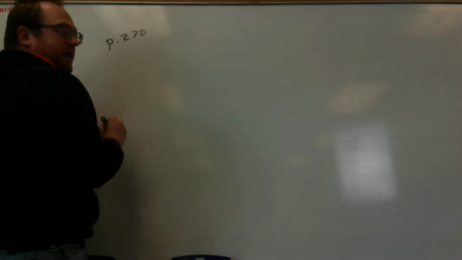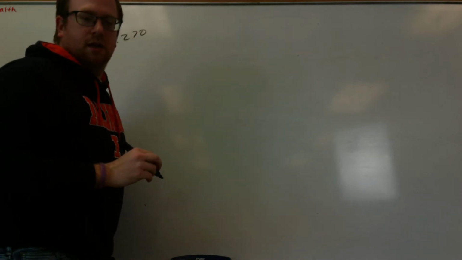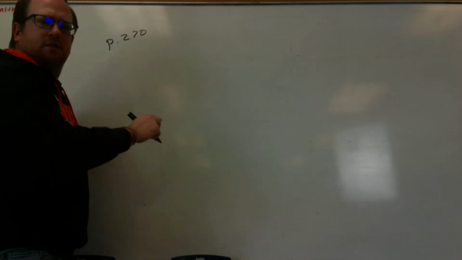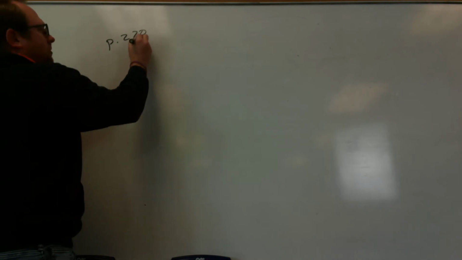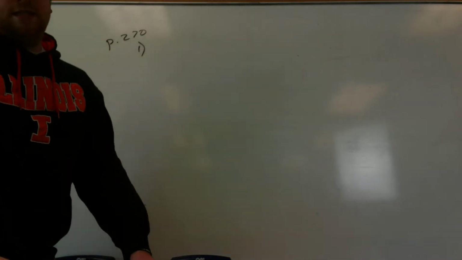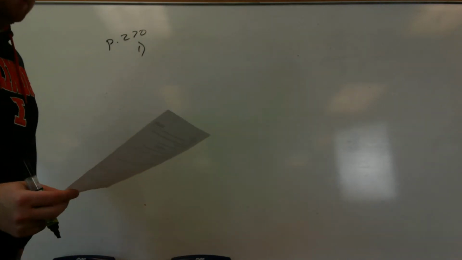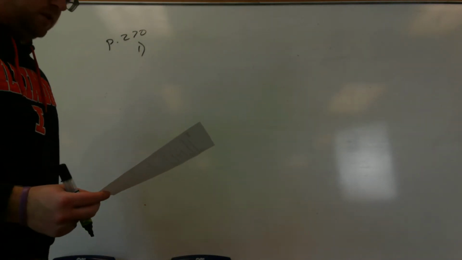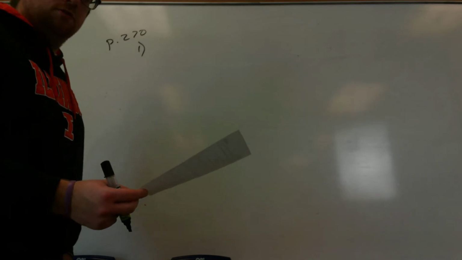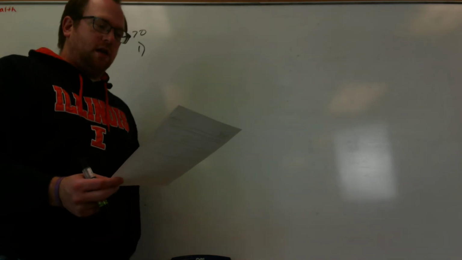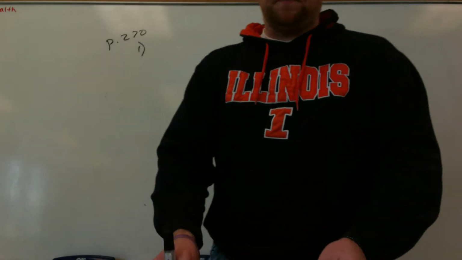So let's look at number 1. So this is page 270. This is the last page in your packet for chapter 8. So it's page 270. Let's look at number 1. So number 1 says that vinegar contains 5 grams of acetic acid, and it gives us the formula. In 100 milliliters of solution, what is the molarity of acetic acid in vinegar?